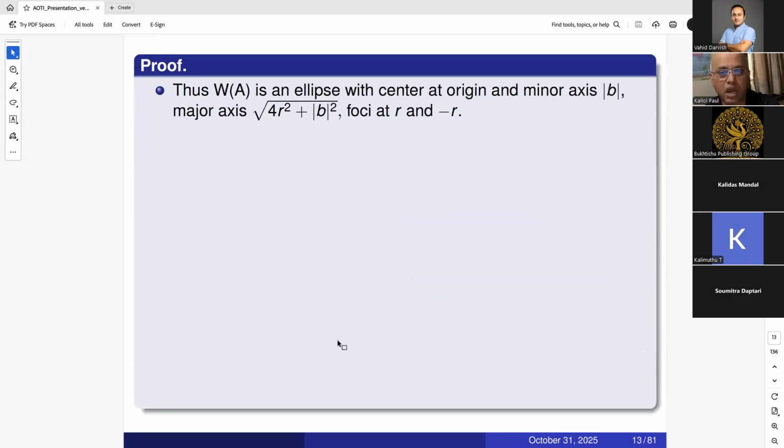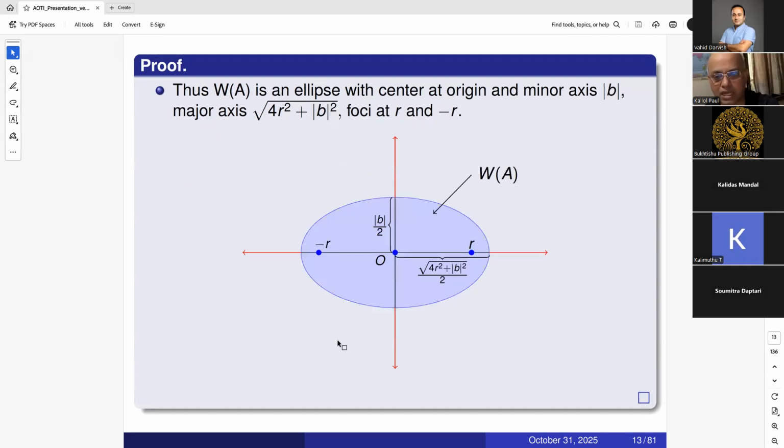So W of A is an ellipse with center at origin, and minor axis is mod B. Major axis is root over 4 r square plus mod B square, foci at r and minus r. So it looks like this. But this is not the operator we started with.